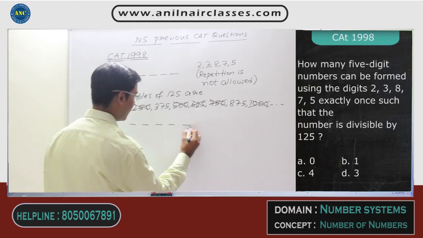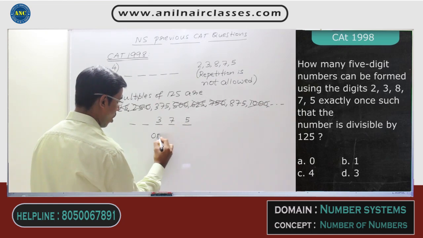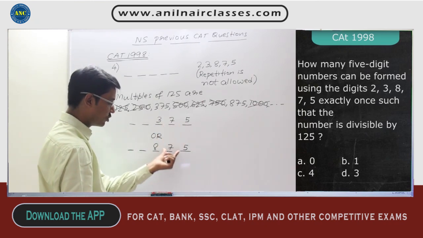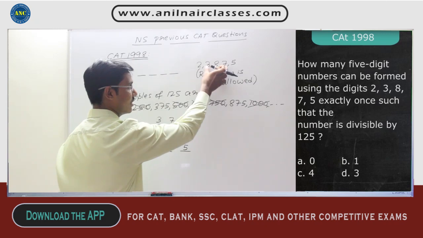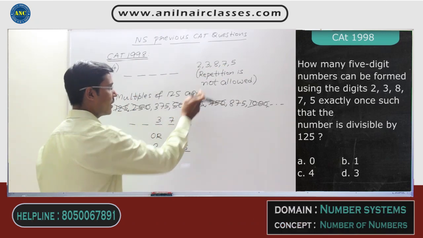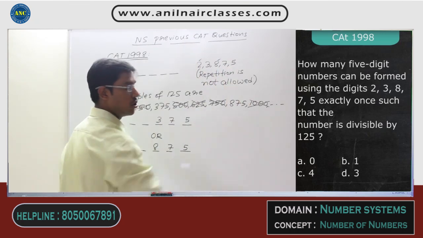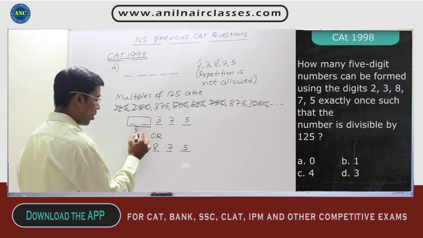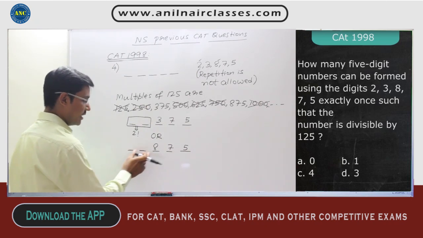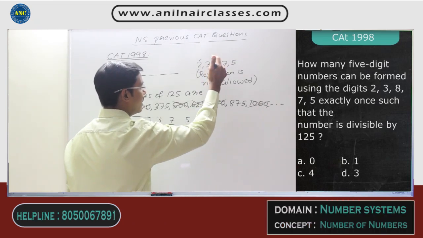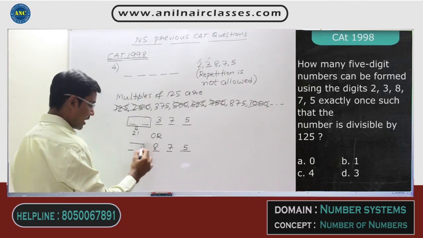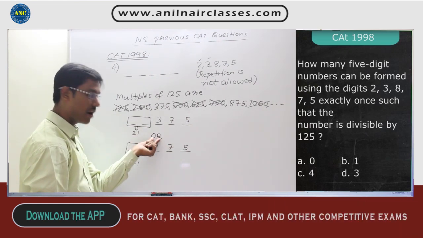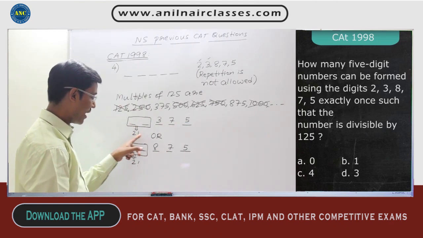That means the last three digits can be 375 or 875, because the divisibility rule of 125 is that the last three digits should be divisible by 125. These are the only two cases. Now, if I use 375, there are only two other numbers remaining, 2 and 8. It can be 2 and 8 or 8 and 2. Two different numbers can arrange among themselves in how many ways? 2 factorial ways. Similarly, if I use 875, it can be 2 and 3 or 3 and 2. Again, 2 factorial ways. So your answer is 2 factorial plus 2 factorial, which is addition, as we have discussed in permutation combination.